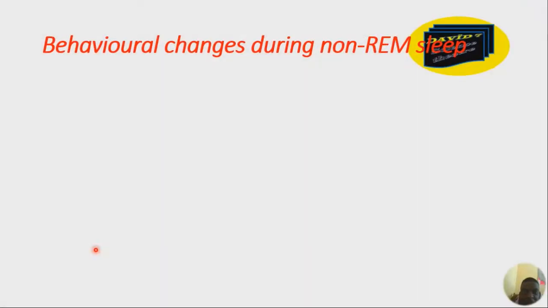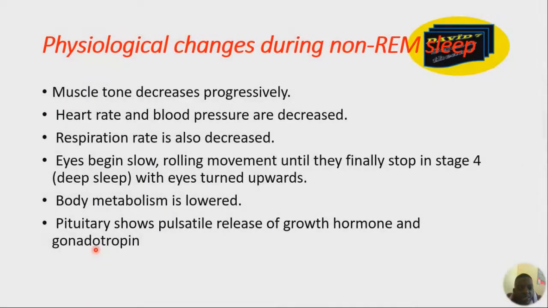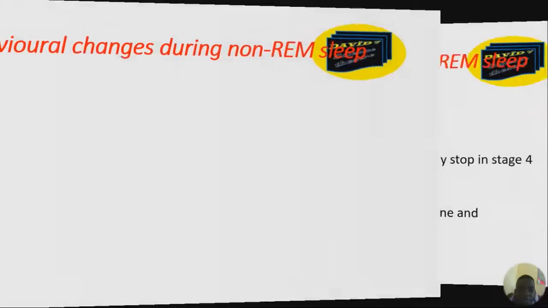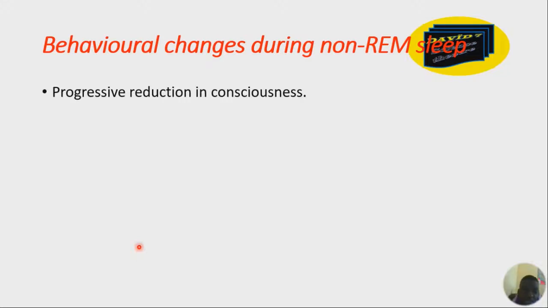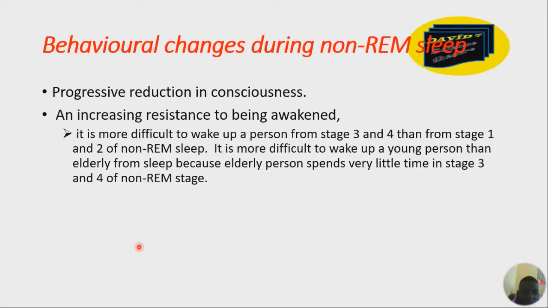Behavior changes during non-REM sleep. The other ones were physiological. So behavior, you can see these ones. Respiration rate, heart rate, muscle tone, body metabolism will be decreased. Eyes begin slow movements until they turn upwards. We have release of some hormones, growth hormone and gonadotropin. And behavior changes during non-REM sleep. One, consciousness reduces progressively. Two, there's increasing resistance to being awakened.